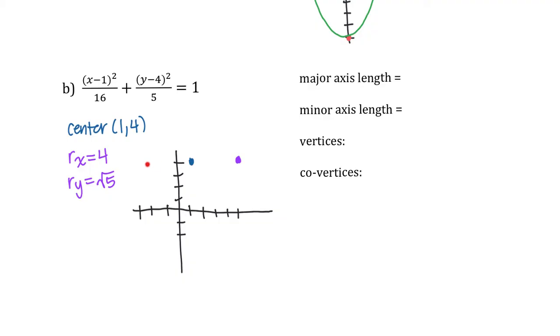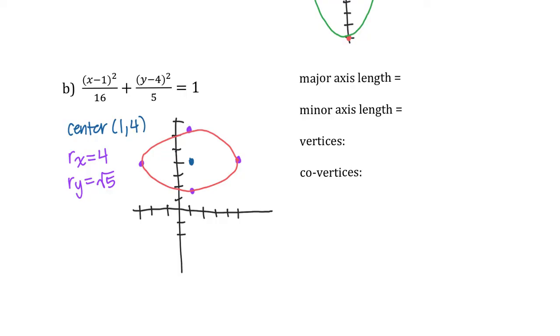1, 2, 3, 4. In the y direction, the radius is the square root of 5, which is 2 point something because it is bigger than the square root of 4. So let me look at this. 1, 2 point something. Okay, and then that's going to be my ellipse. In this case, it's a little bit wider.